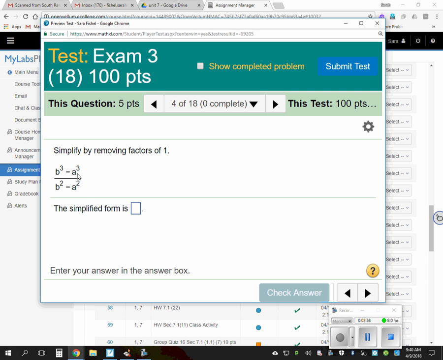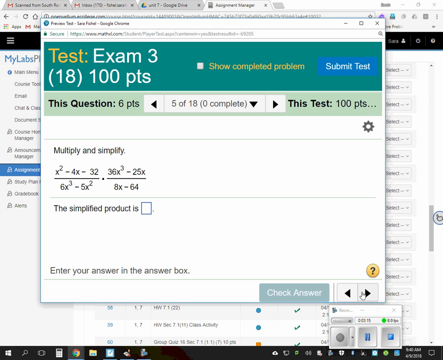Okay, again, you are factoring, removing factors of 1. Of course, that just means it's on the top and the bottom, and you can eliminate it. Looks like you're going to need to know the sum and difference of cubes, so if you don't remember those, get those memorized.